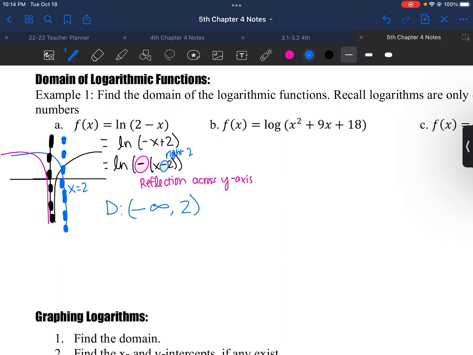You can also do this algebraically. If you have 2 minus x, this quantity needs to be greater than 0, because we can't take a natural log of 0, and we can't take a natural log of a negative. So then we would have negative x is greater than negative 2. We divide by negative 1. And remember, when we divide by negatives, we have to flip our sign around. So x needs to be less than 2. Well, that's the same thing as this. So both ways it came out the same. There are two ways you can think about it.